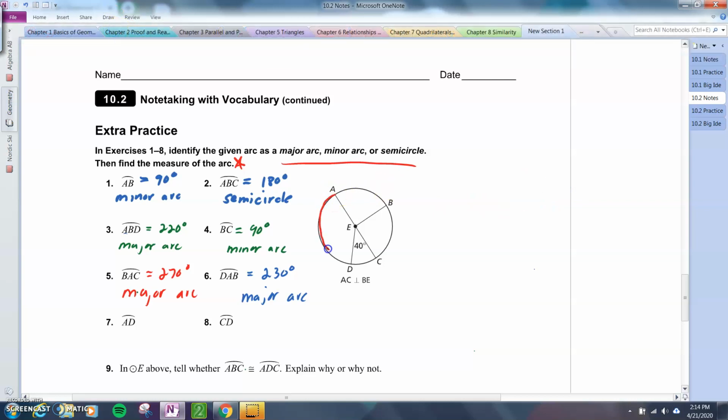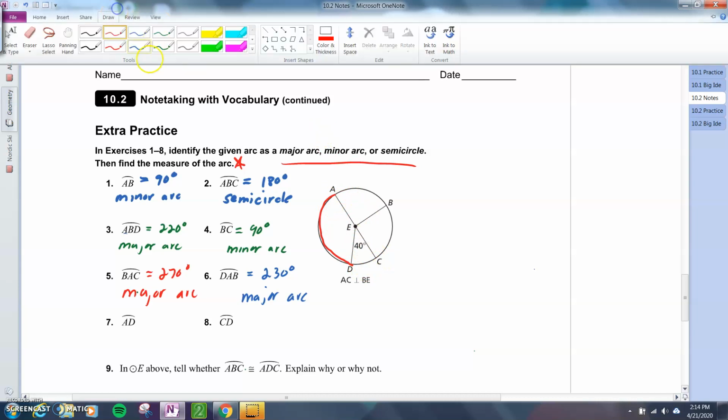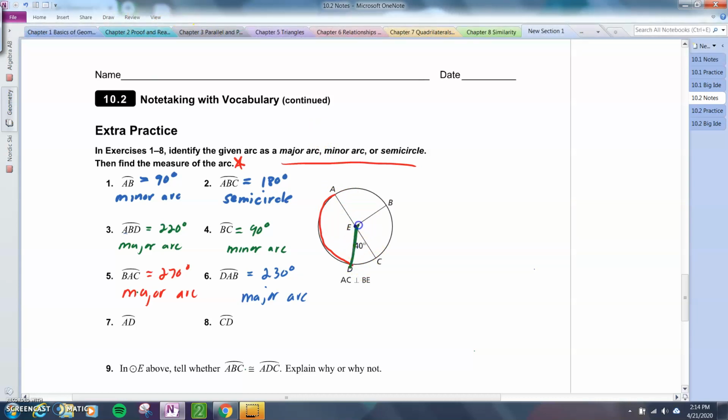So A to D here. Well, A to C we know is half of the circle, but we want to take out this piece here from that 180 degrees, which is half of the circle. So we know that AD is going to be 180 minus that 40 to give us 140. So this angle right here, that's going to be 140 degrees, which therefore that arc is 140 degrees.